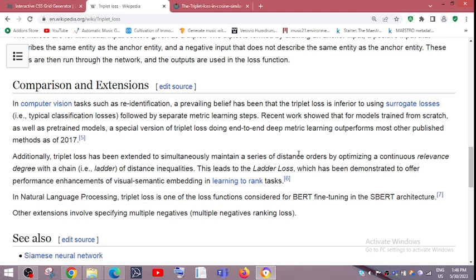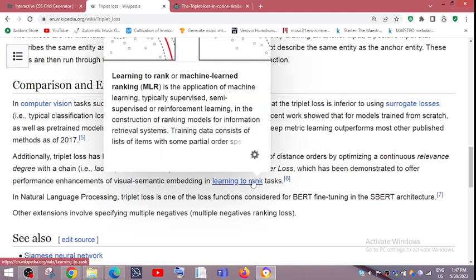Additionally, triplet loss has been extended to simultaneously maintain a series of distance orders by optimizing the continuous relevance degree with a chain of distance inequalities. This leads to the ladder loss, which has been demonstrated to enhance performance of visual semantic embedding learning to rank tasks. What is the learning to rank task? Learning to rank, or machine-learned ranking, is the application of machine learning, typically supervised, semi-supervised or reinforcement learning, in the construction of ranking models for information retrieval systems.